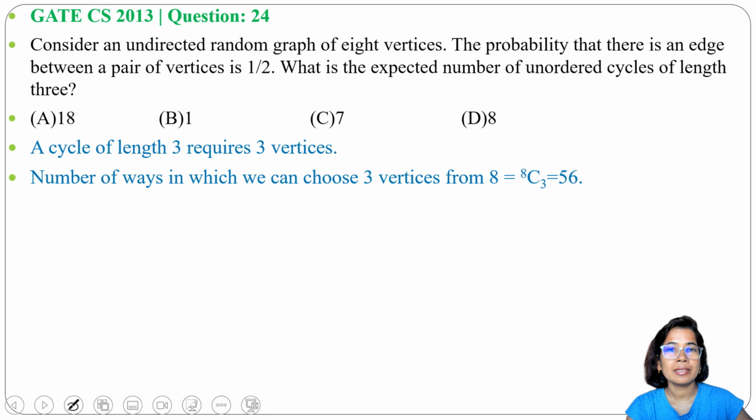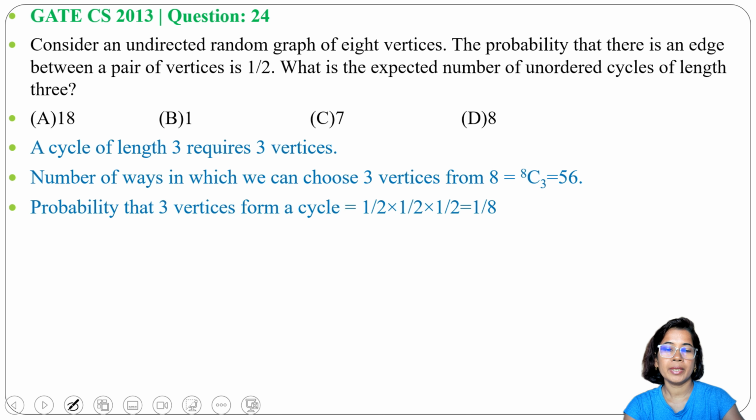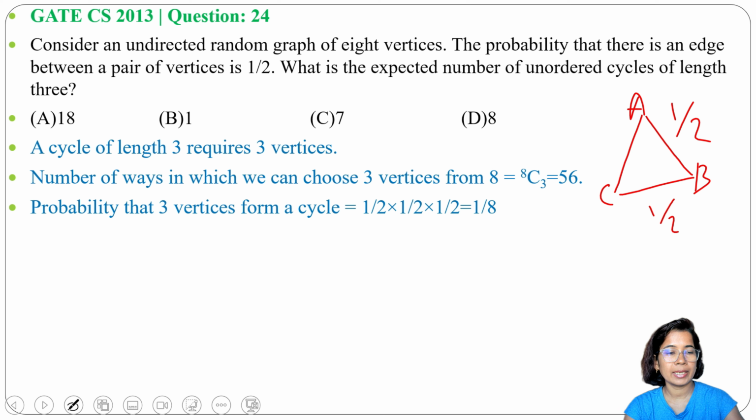And in those 3 vertices, the probability that they form a cycle is 1 by 2 multiplied by 1 by 2 multiplied by 1 by 2. It will be 1 by 8. Let's say we have 3 vertices A, B, C. The probability that there is an edge between A and B is half. Then the probability of an edge between B and C is half. Then the probability of an edge between A and C is half. So it's 1 by 8.